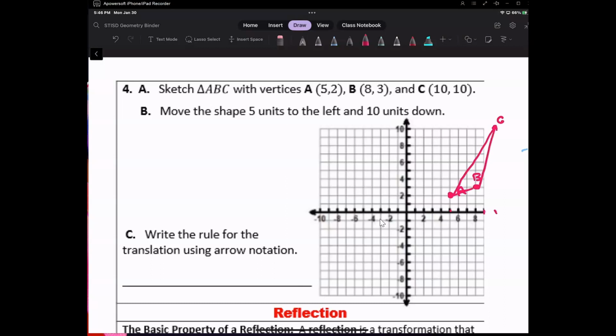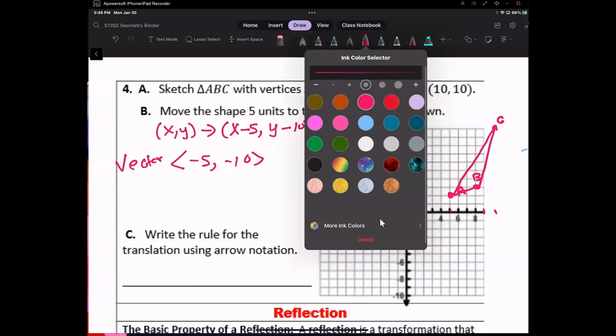And there's our image. Now it says move the shape 5 units to the left. So we're going to move to the left. It's going to be x minus 5. And if we're going 10 units down, it's going to be y minus 10. And the vector is negative 5, negative 10. So that's the vector. The vector tells you how the shape is going to move. So I'm going to use blue.